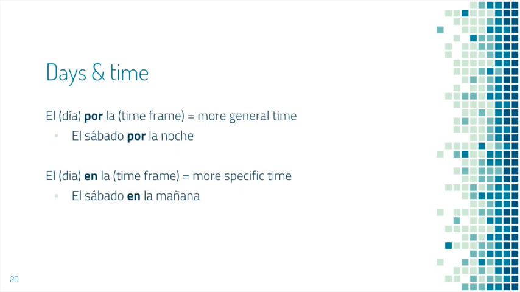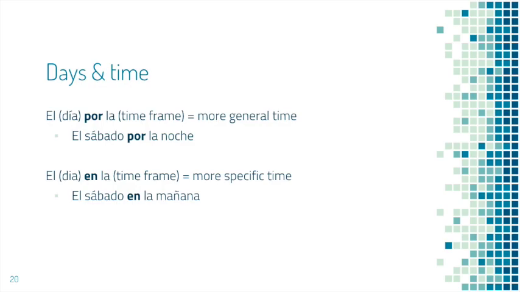So el día, en la, and then the time frame, is when there's a more specific pre-established time. So el sábado en la mañana would be like, if you already have something scheduled at 10 o'clock on Saturday morning, and you want to say, el sábado en la mañana voy a jugar baloncesto, and you already have that 10 o'clock time already set. So again, these are the two options you have, either el sábado por or el sábado en, between those two prepositions.